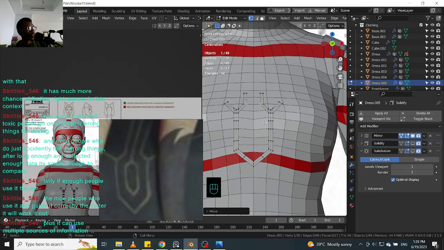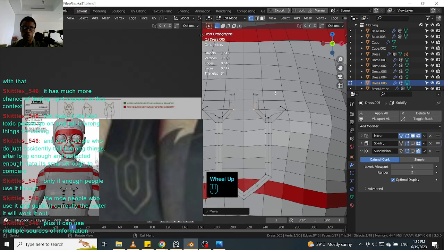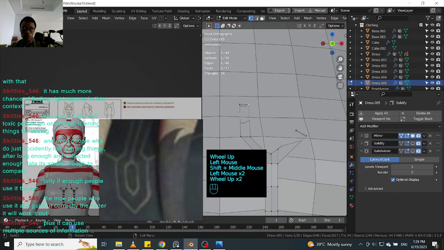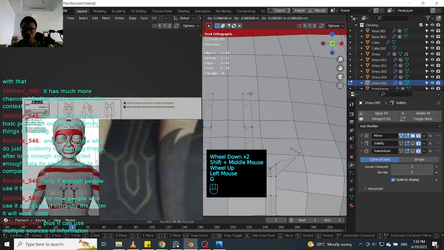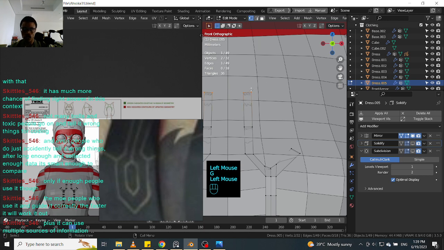The more people use it and guide it correctly, the faster it will work it out. Plus, it can use multiple sources of information. So basically, right now, what it does, right? It doesn't go to the internet. It doesn't go to Google and search for information and give it to you. Actually, no, but it does.